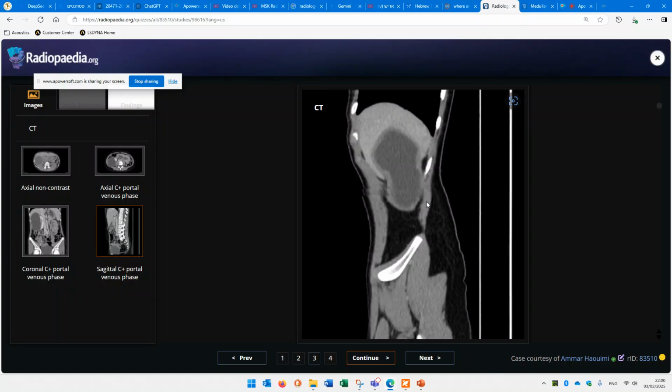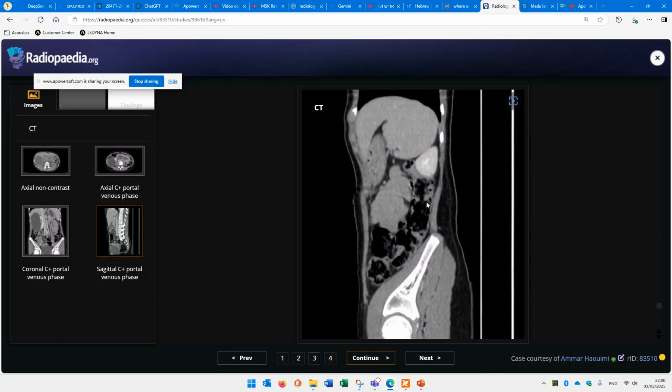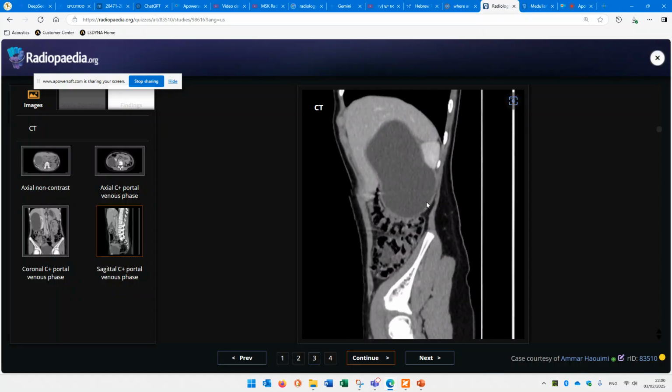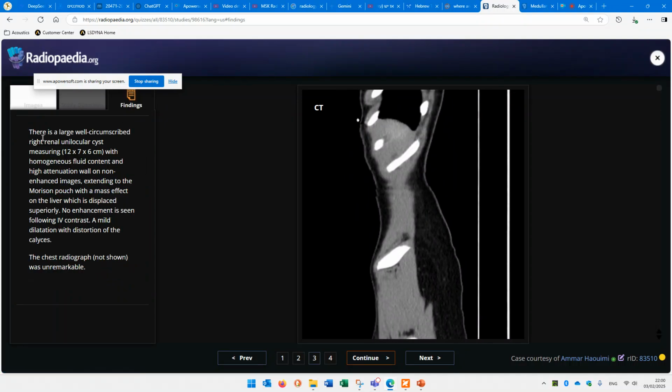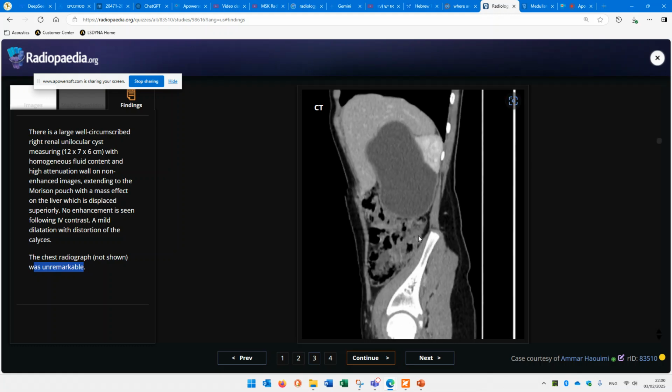So this is quite a large cyst. Okay, there is a large unilateral renal cyst with homogeneous fluid content and a high attenuating wall on non-enhanced images, extending into the Morrison pouch with mass effect on the liver, which is displaced superiorly. No enhancement is seen following IV contrast, and there is mild dilatation with distortion of the calyces. The chest radiograph was unremarkable.